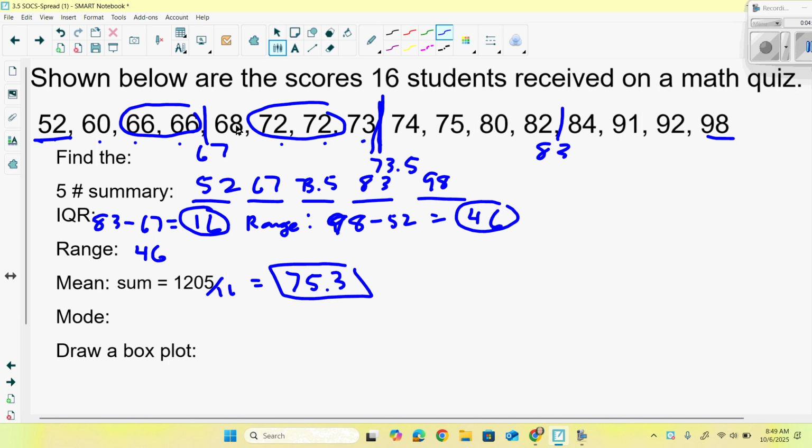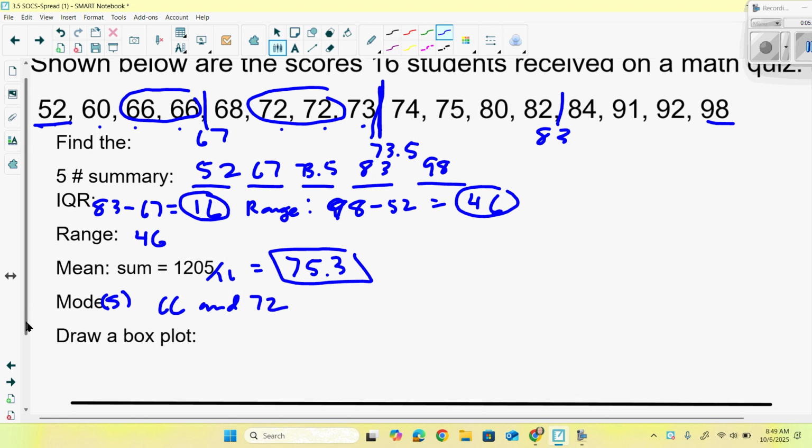And that's it. That means we have two modes. If there was a third one, let's say 80 shows up 3 times, there would be only one mode because 80 would show up 3 times. That's not our case. So our mode, and actually it's modes, are 66 and 72.